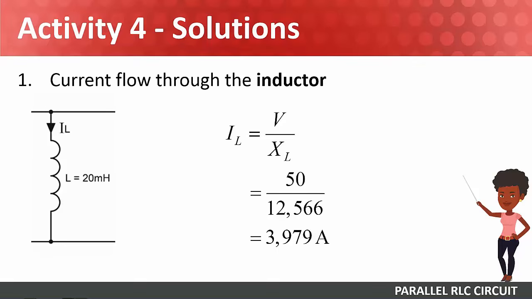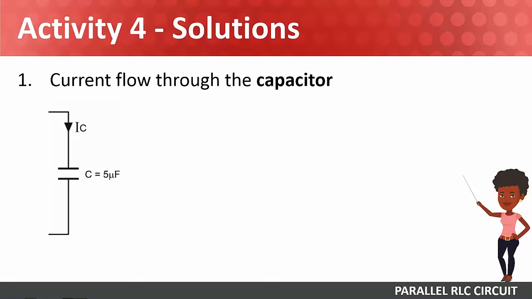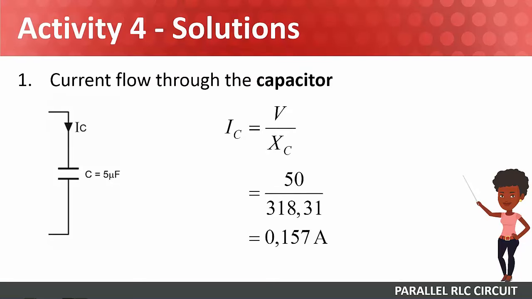We calculate IC in exactly the same way, using the capacitive reactance as the resistance value. IC is equal to V divided by XC, which is equal to 50 volts divided by 318,31 ohms. Your answer for the current flowing through the capacitor is therefore 0,157 amps.